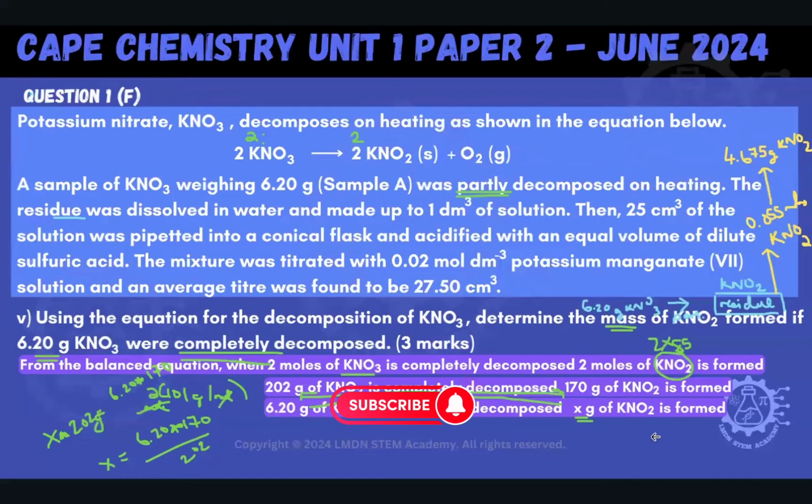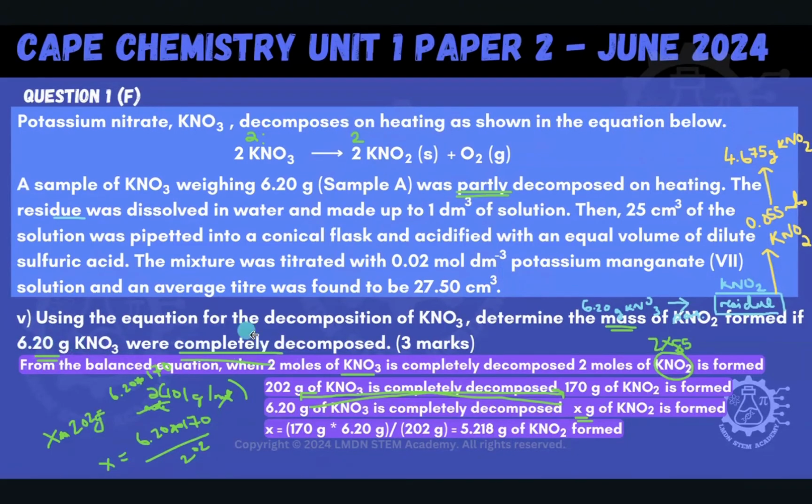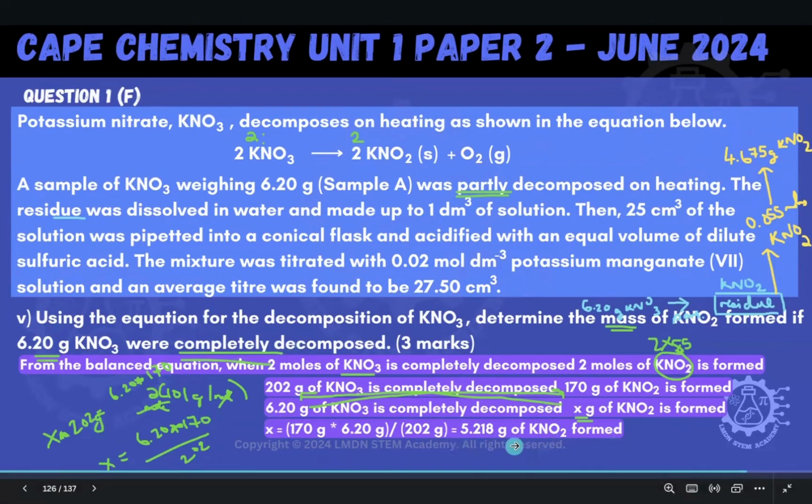So here it is now. X is equal to 170 grams times 6.20 divided by 202, and that gives us a mass of 5.218 grams of KNO2 formed. Again, that is if all of the 6.20 grams is completely decomposed. So that's our number for complete decomposition: 5.218 grams of KNO2 being formed.